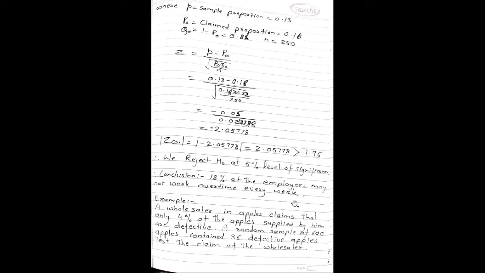Next example. A wholesaler in apples claims that only 4% of the apples supplied by him are defective. A random sample of 600 apples contained 36 defective apples. Test the claim of the wholesaler. See the solution.